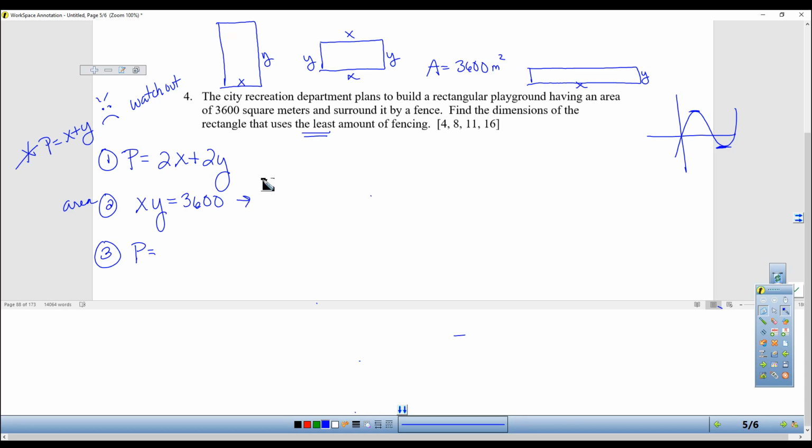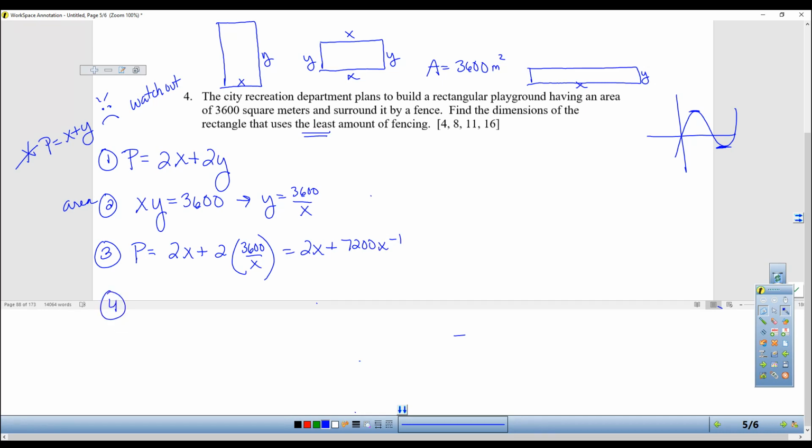It doesn't really matter which one you pick. y is equal to 3600 over x because they're identical. So 2x plus 2 times 3600 over x, which gives me 2x plus 7200 x to the negative 1.